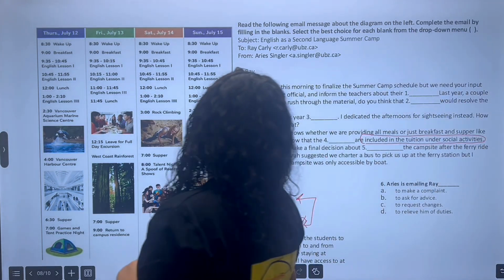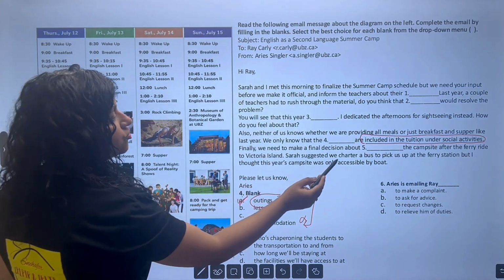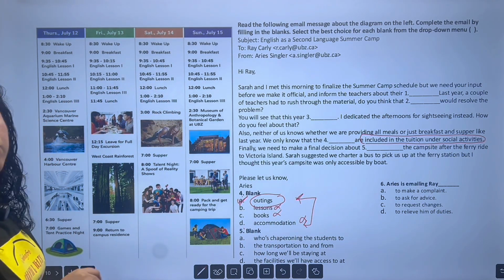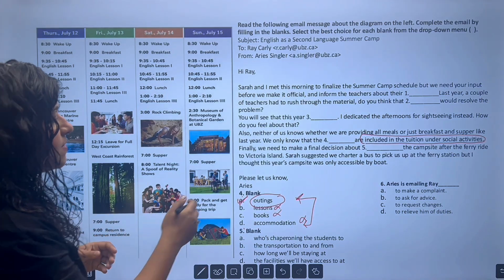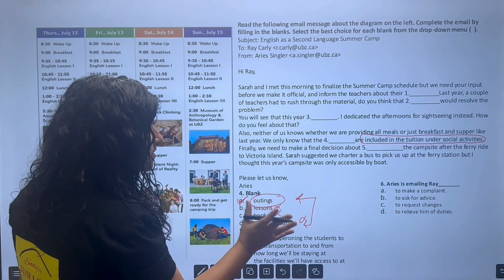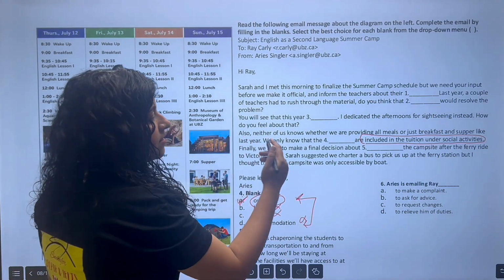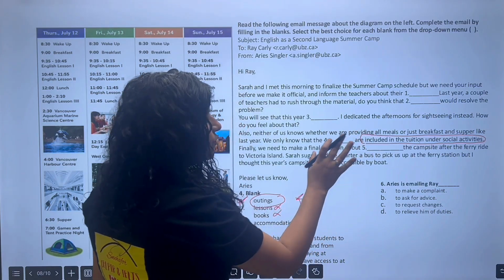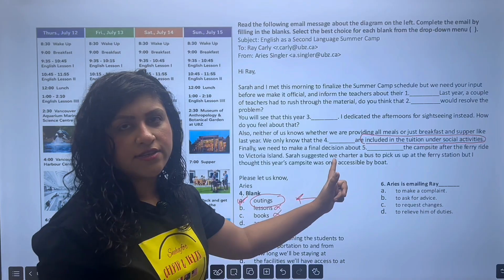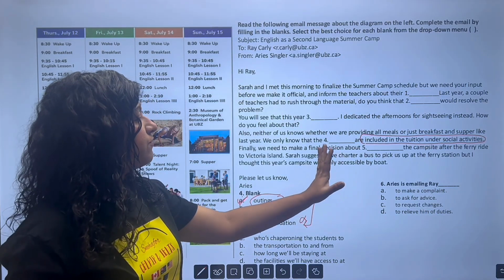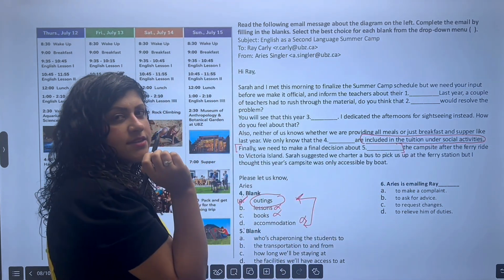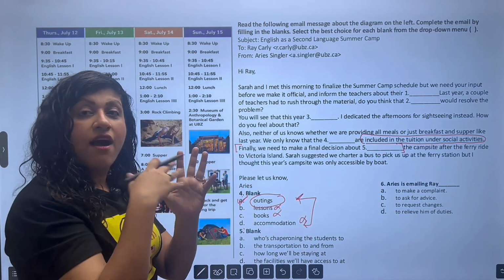And then it says, finally, we need to make a final decision about something, the campsite after the ferry ride to Victoria Island. We, that means Aries, Sarah, Ray, they need to decide on something. And what is that? That we have to tell. Now, whenever you have a fill in the blank in the middle of the sentence, as you can see here, for those questions where you cannot answer based on this much part of the sentence, your clue is generally after this part.